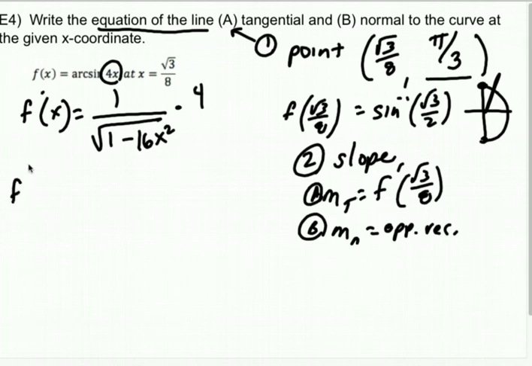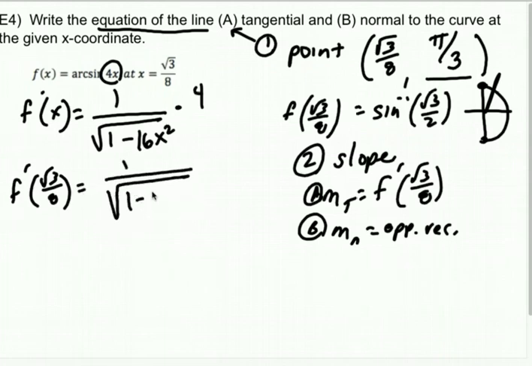So that means that my f prime of root 3 over 8 should be 1 over, and then in the square root, this is going to be 1 minus 16. When you square the root 3, you get a 3, right? And when you square the 8, you're going to get a 64, right? And then there's a 4 on top. I was going to put times 4 out here, but it makes more sense to just go ahead and put the 4 up top. So I'm going to cancel the 16 and the 64 to get a 4, because that's going to make my life a lot easier.